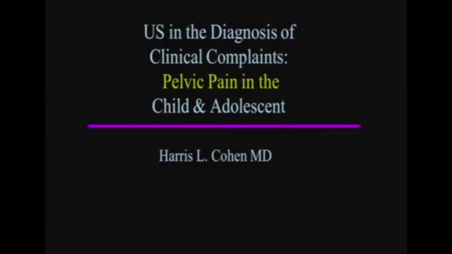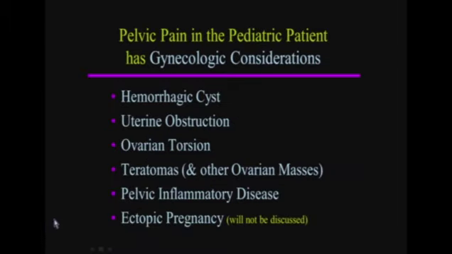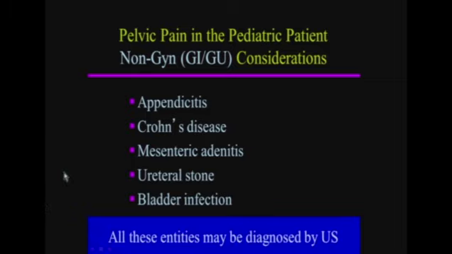Ultrasound and the diagnosis of clinical complaints: pelvic pain in the child and adolescent. Pelvic pain in the pediatric patient has gynecologic considerations: hemorrhagic cyst, uterine obstruction, ovarian torsion, teratomas and other ovarian masses, pelvic inflammatory disease, and ectopic pregnancy, which won't be discussed in this lecture. It also has non-gynecologic causes, whether in the gastrointestinal tract or the genitourinary tract, which can include appendicitis, Crohn's disease, mesenteric adenitis, ureteral stone, or bladder infection.